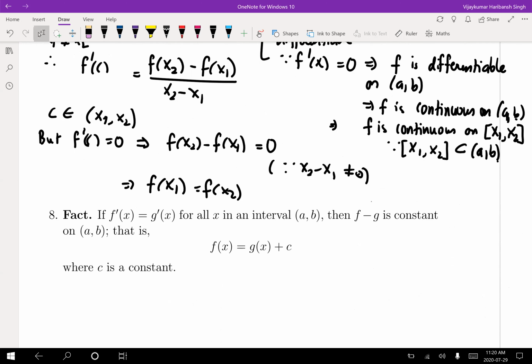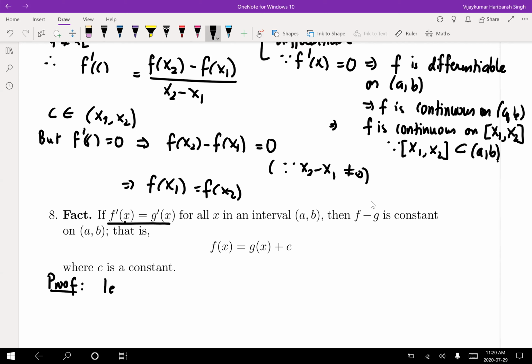Now, another interesting fact: if f prime of x equals g prime of x for all x in ab, then f minus g is constant on ab. That means f of x equals g of x plus c. So it's saying that if two functions have the same derivative, they will differ by a constant. The proof is, again, a consequence of the previous one.